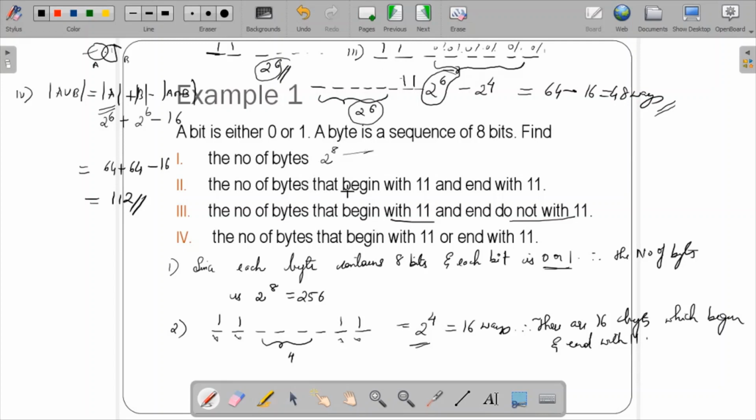Next, they have asked for the number of bytes that begin with 1 1 and end with 1 1. So I fill the beginning 1 1 and the end 1 1. What are the possible ways I need to arrange the remaining four? So the answer is 2 to the power 5.